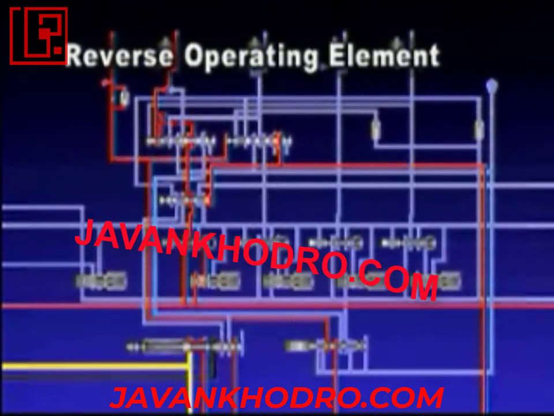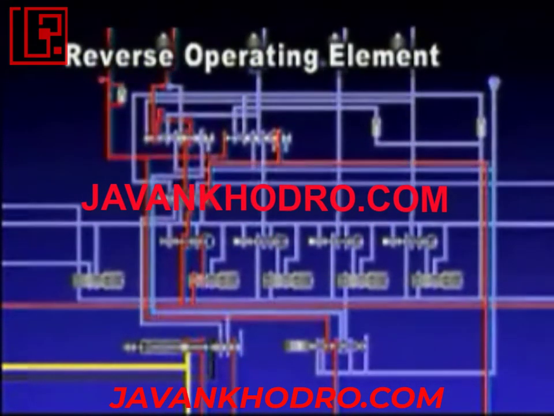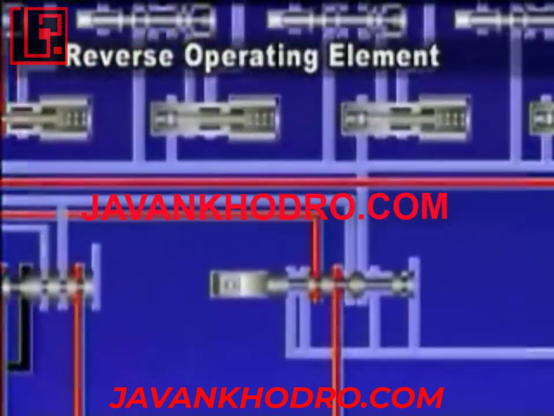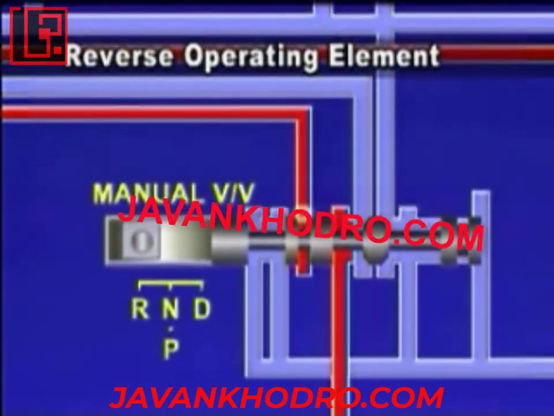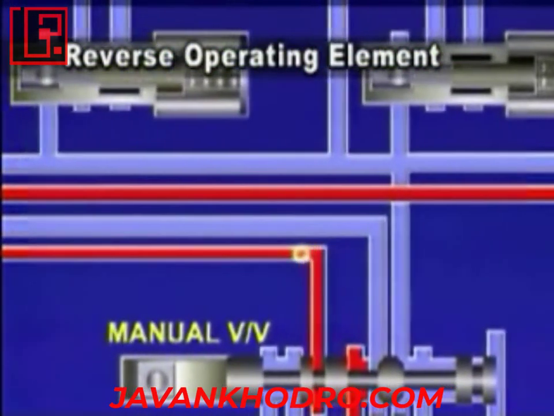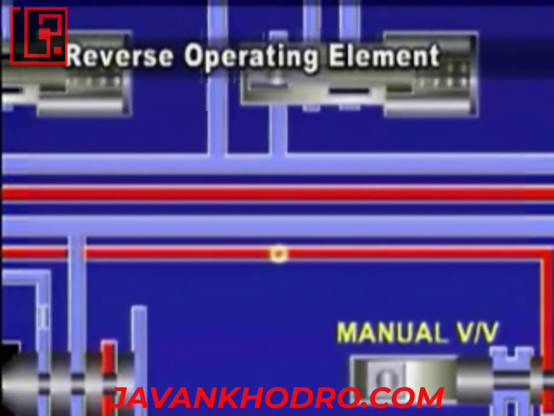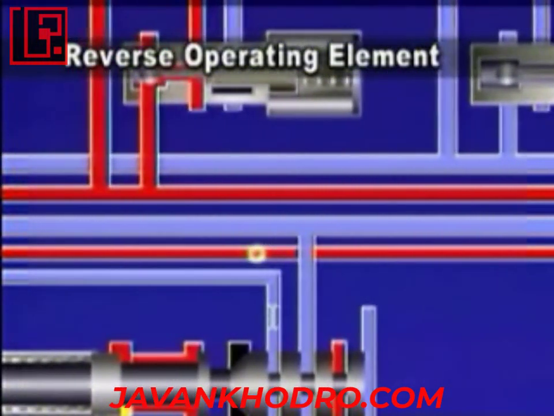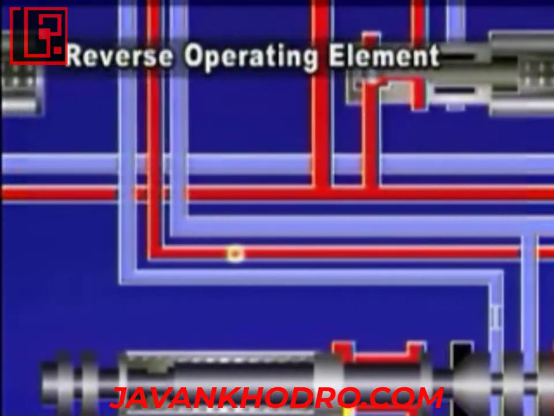Reverse clutch and low and reverse brake are operating elements for moving backwards. Oil pressure flow to the reverse clutch is mechanically set with a position of manual valve R range. There is no extra pressure control valve nor solenoid valve for reverse clutch.